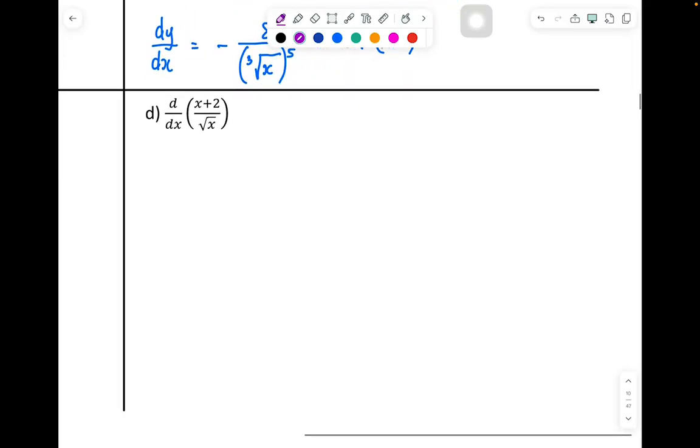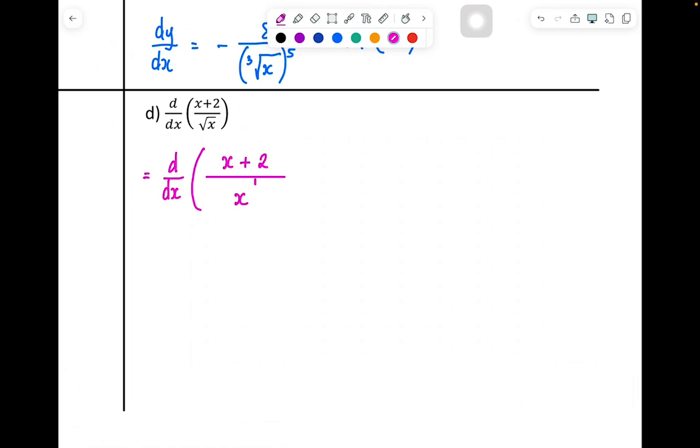Last but not least, we've got the operator notation. Now, in this case here, notice I'm not differentiating yet because I want to simplify this. I'm going to re-express this as x to the power of a half first. I haven't differentiated yet, so I still need to write the d dx out at the front.